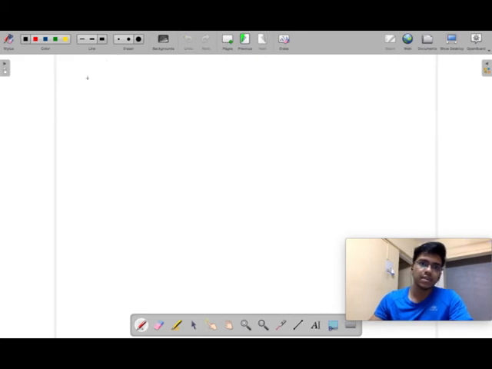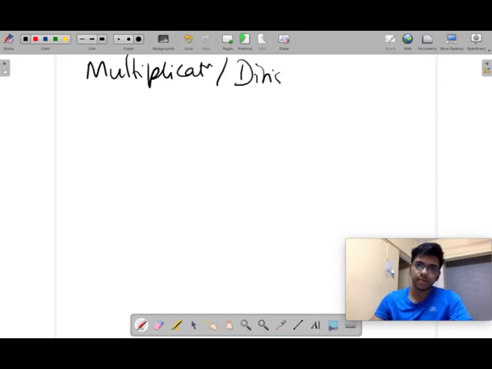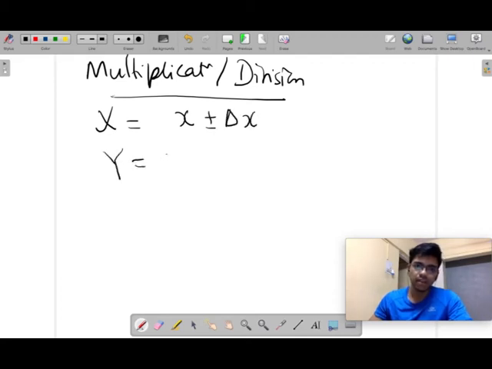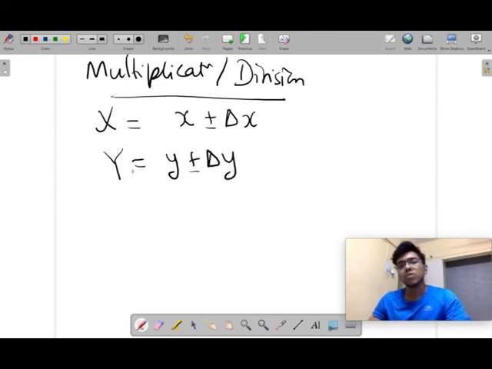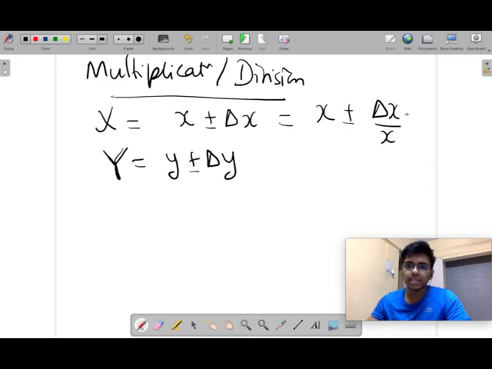Let's talk about the next one, that is multiplication and division. Now when it comes to multiplication and division, let's take an example. There is a first quantity, x plus or minus delta x, and you have another quantity y, which is y plus or minus delta y. I won't go into the derivation, but I'll give you the final formula, the most important part. When it comes to multiplication or division, first convert x to percentage error form. You write this as x plus or minus delta x by x into 100%. This is how we write the percentage error, right?